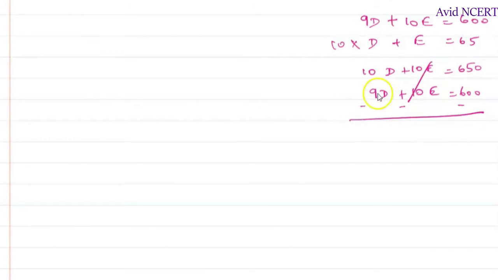So cancelling the E terms, for D, 10 minus 9 is 1D, which equals 650 minus 600, which is 50. So D equals 50.